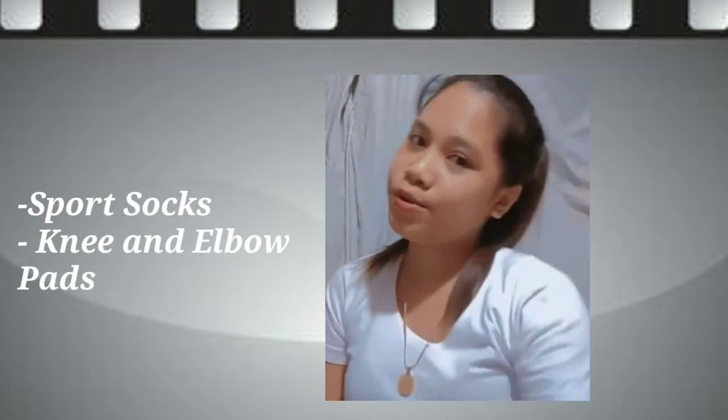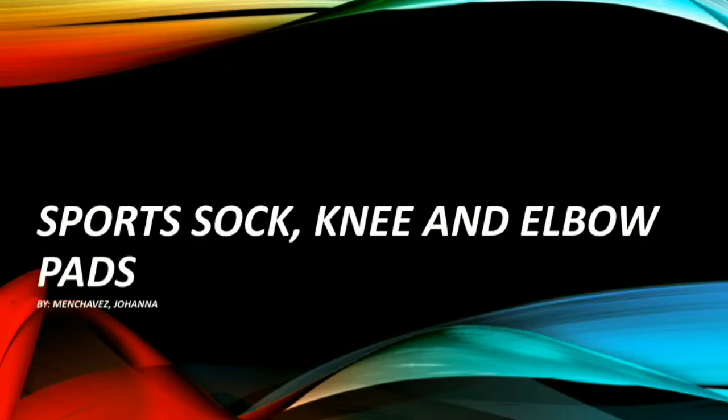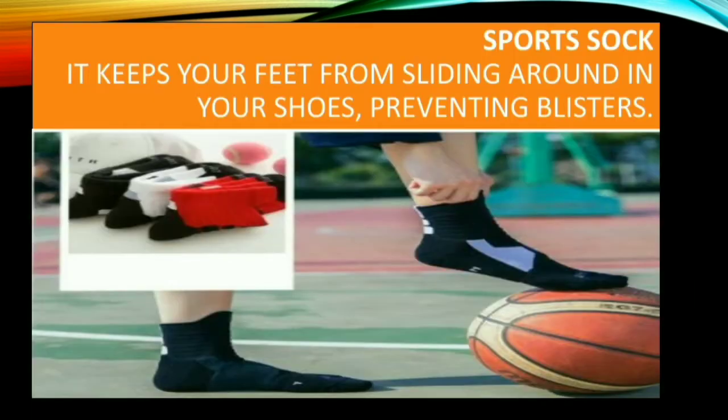So let's go. Sports sock, knee and elbow pads for basketball. First is sports sock. It keeps your feet from sliding around in your shoes, preventing blisters. There are different types of sock, which include compression socks, and athletes have recognized the benefit of wearing compression socks to improve blood flow during physical activity. Most basketball players ultimately wear socks to improve their performance for support, stability, and maximum comfort and cushioning.